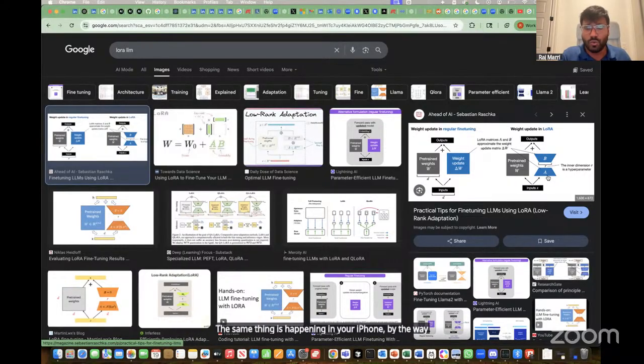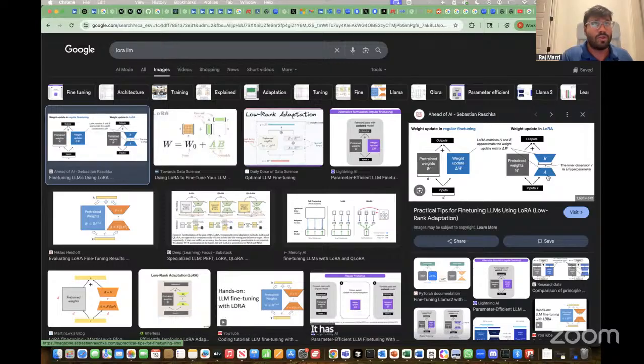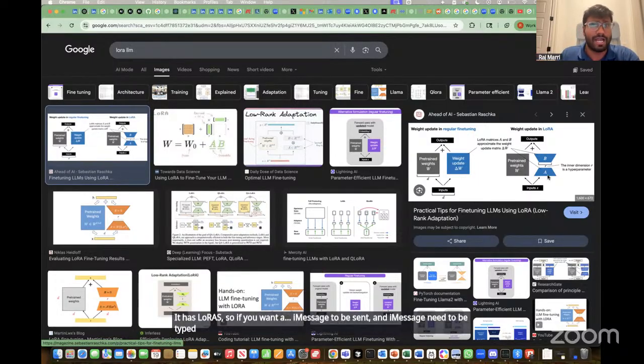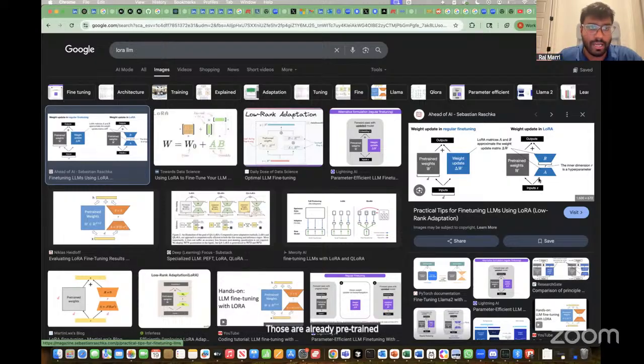Your iPhone, the new iPhones, which have Apple Intelligence in them, which has a 3 billion parameter model, it has LoRAs. So if you want an iMessage to be sent and iMessage needs to be typed in a certain way, there is a LoRA for that. So your base model weights are not changed, but these additional LoRAs are added. Those are already pre-trained. Those are added to your main weights. And now your behavior of the model changed. Now it is really good with writing iMessages.